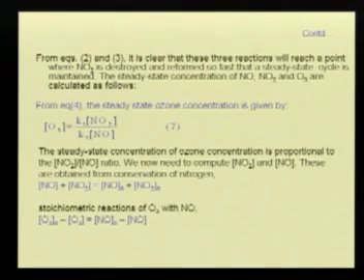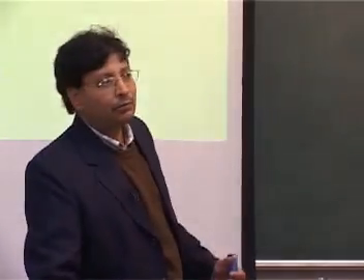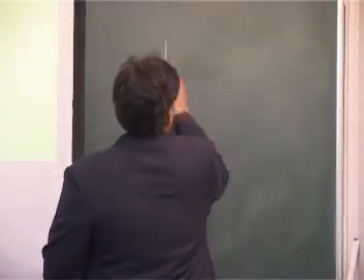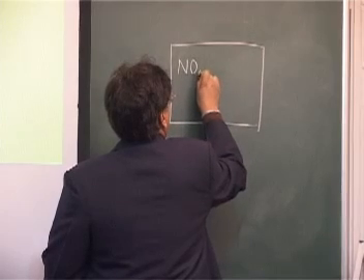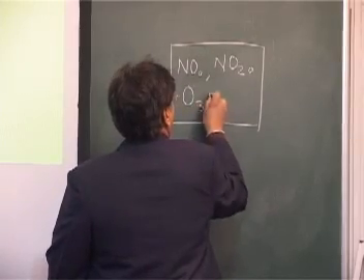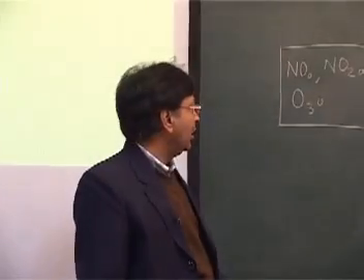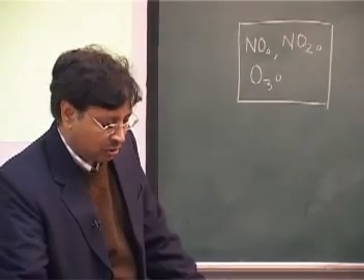So what we are saying here is, suppose we start at time t equal to 0, with NO at some concentration NO 0, NO2 at some concentration NO2 0, and ozone at some concentration O3 0. We are more or less taking a big chamber, starting the reaction in the chamber, and observing the species. So we have NO 0, NO2 0 and ozone 0, the initial concentrations or initial levels. Then you need to solve this one.